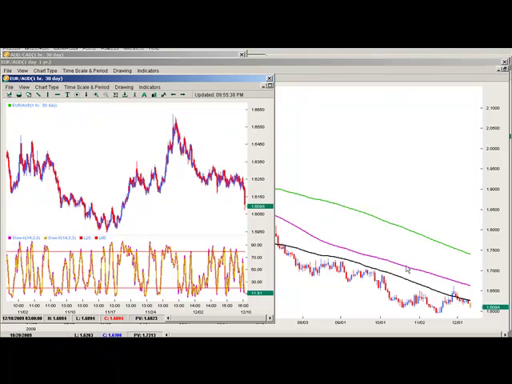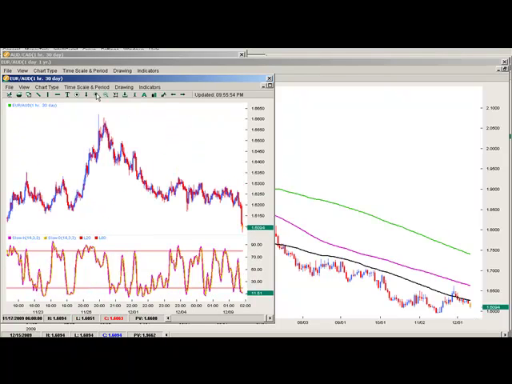Now, if we're looking for shorting opportunities because the trend's down and we've seen a move upward towards the moving average, so we've seen the pullback in the downtrend, which is actually a run up in the downtrend, and we're ready to see the downtrend resume again, what we'll want to do is zoom in on the hourly or 4-hour chart.